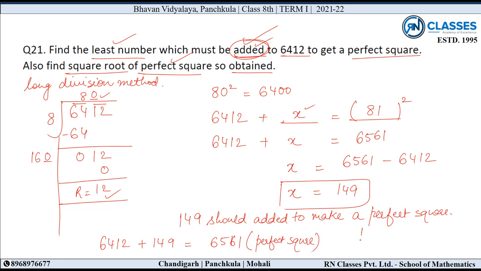Now we also have to find the square root of 6561. The square root of 6561 would be equal to 81. You just found it out. So you got the full 3 marks over here. You can take the full 24 marks if you do it properly. Section C is done.